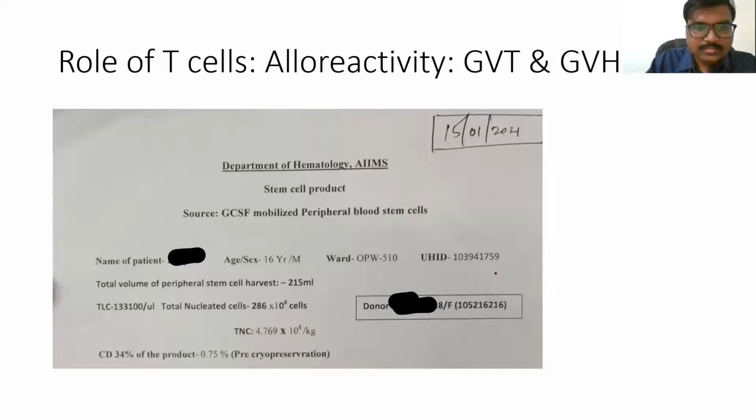This is an example of a patient who underwent stem cell transplant recently. This is the report of a stem cell harvest, which shows that in 215 ml there were 280 times 10 to the power 8 total nucleated cells, out of which the CD34 percent, or the stem cells, are only 0.75%. So no matter how much apheresis is done after harvesting, the amount of stem cells in the harvest being transfused is still less than 1%, and the rest, 99%, consists of various hematopoietic cells like mature donor T lymphocytes.